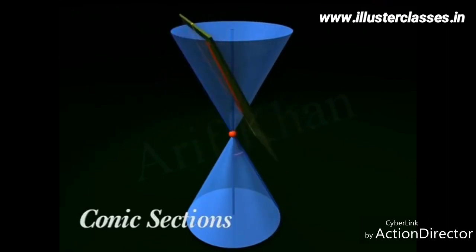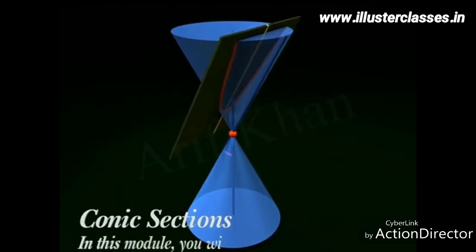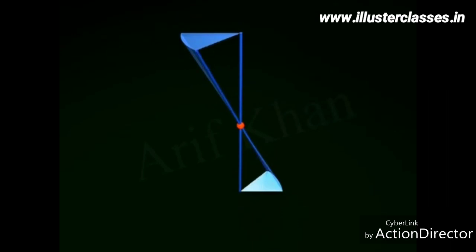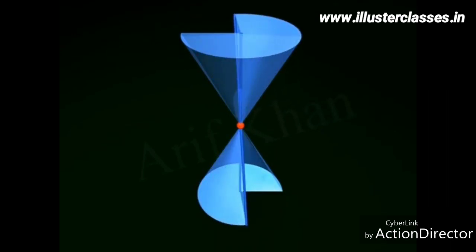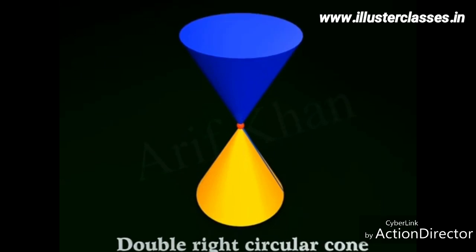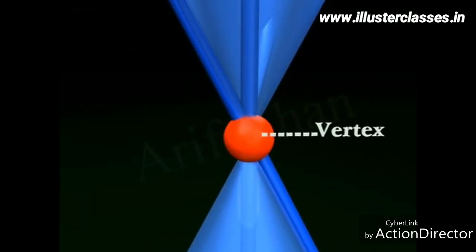Conic sections. In this module, you will learn about conic sections. When a straight line intersects a vertical line at a fixed point and rotates about that fixed point, the surface obtained is called a double right circular cone. A double right circular cone consists of two cones joined at a fixed point called the vertex.